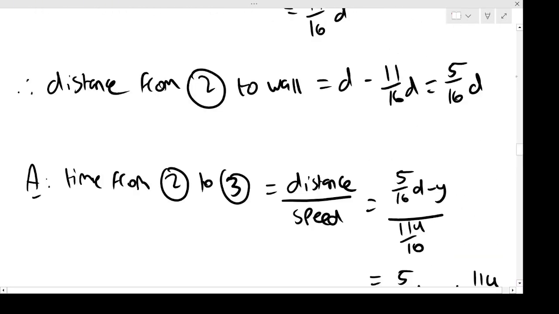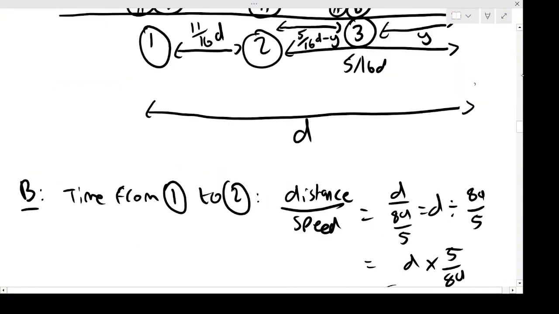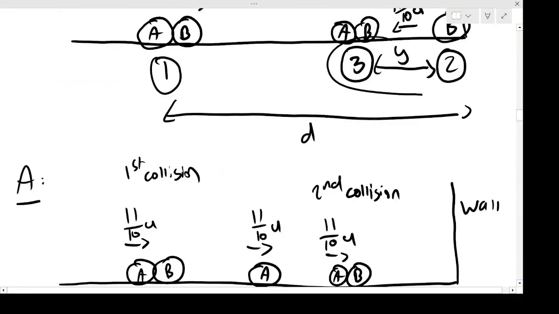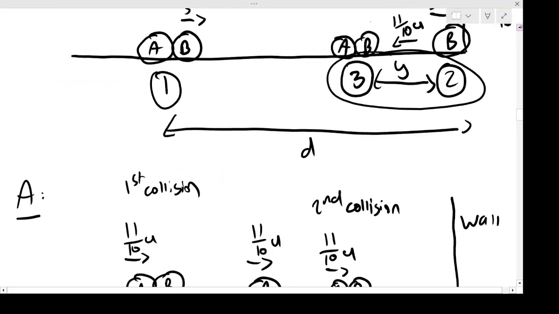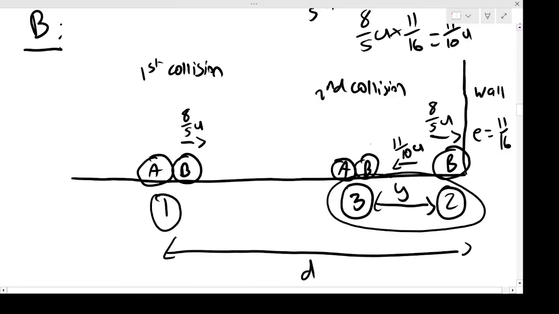So this is my time from point 2 to point 3. Well, that's going to be the same time from point 2 to point 3 for B, right? It's the same points in time, right? It's from point 2 to point 3. So we have an expression for the time from point 2 to point 3 for B, and we know the speed for B. So we can work out the distance, y, from point 2 to point 3.